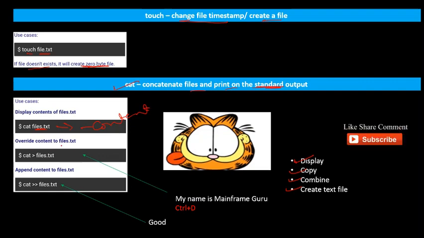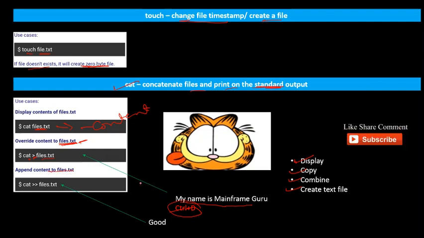And override content to file.txt. If you want to override the file, so there is some data previously there, you have to give cat, angle bracket, file.txt. Then you have to type what you want to override with, my file name is mainframe group. Okay, then you need to press Control plus D, so it will come out of the currently executing process.